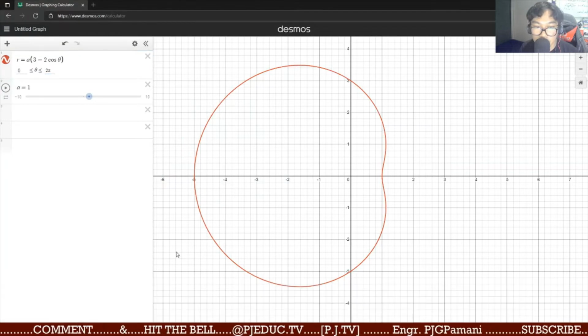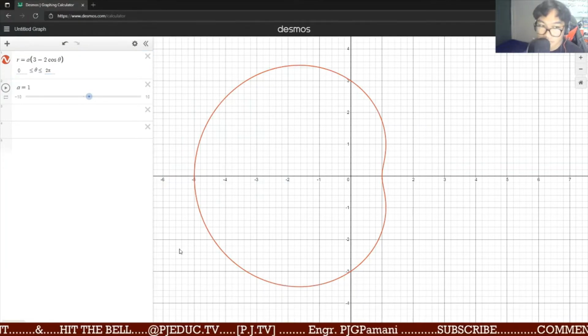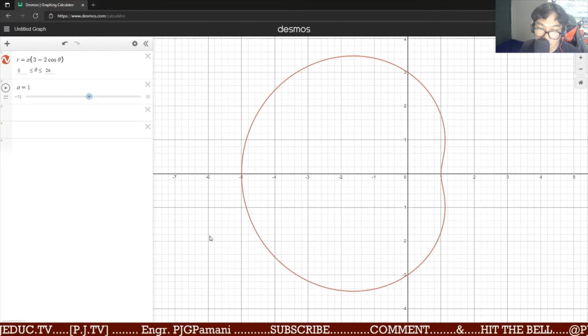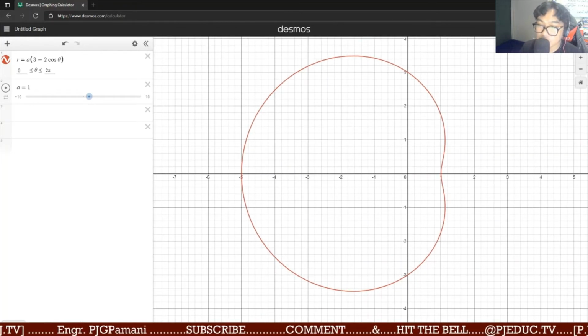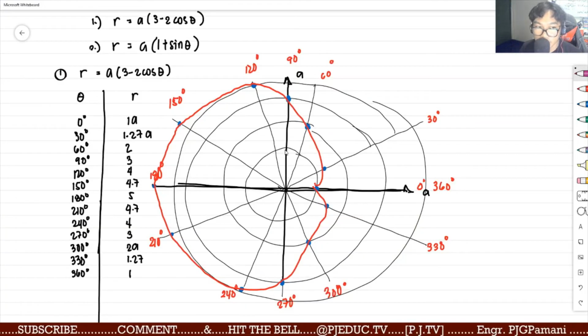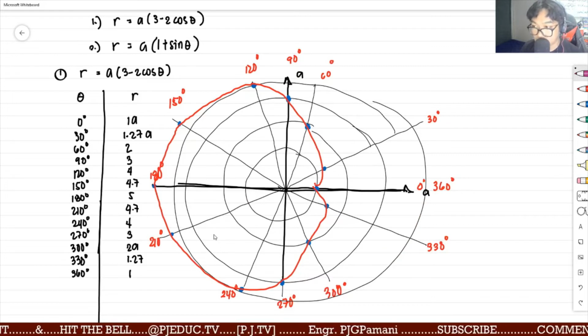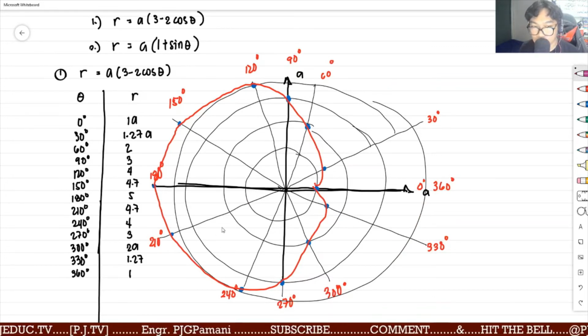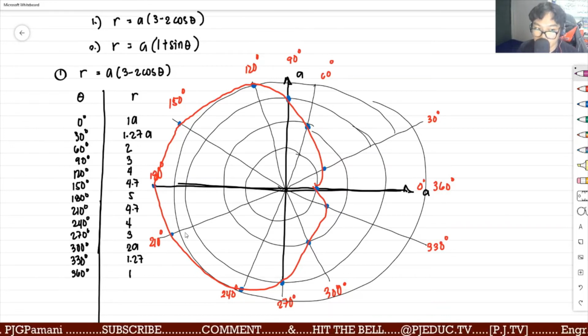So, tama ba yung ating curve? Lumabas, no? So, kung mas maliit yung discrepancy na gagawin ninyo with your table, syempre, mas magiging defined yung inyong polar curve. Okay? Ito lang naman sa ginawa nating example just to show you lang naman on how to plot your polar curve.